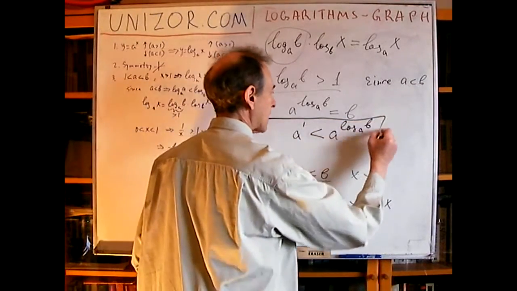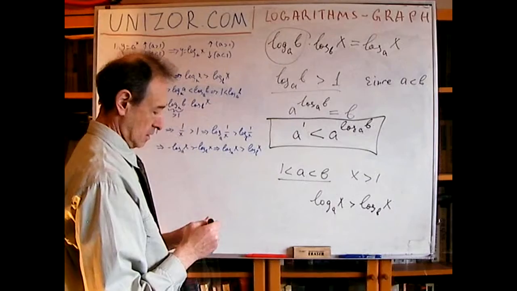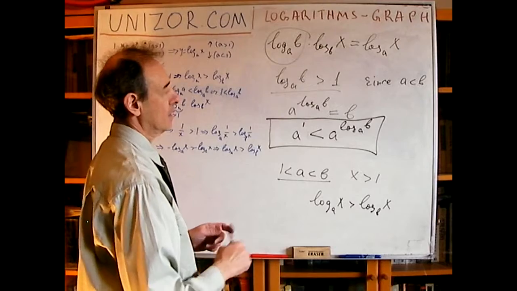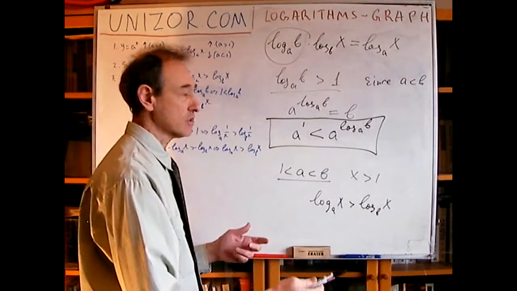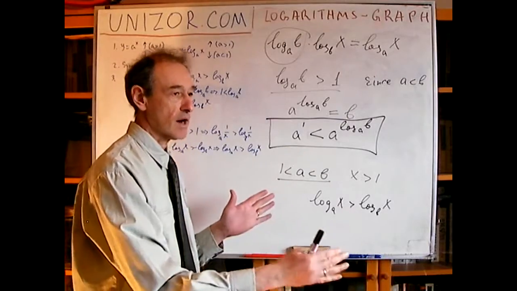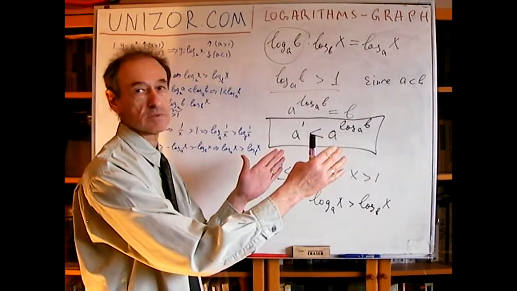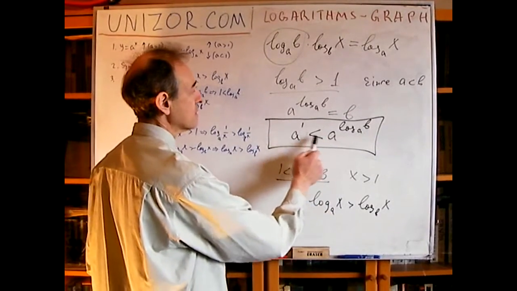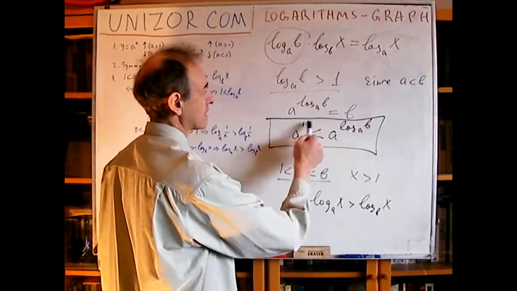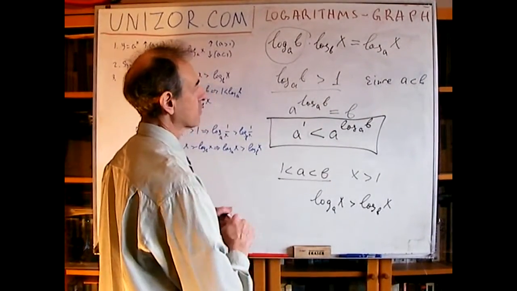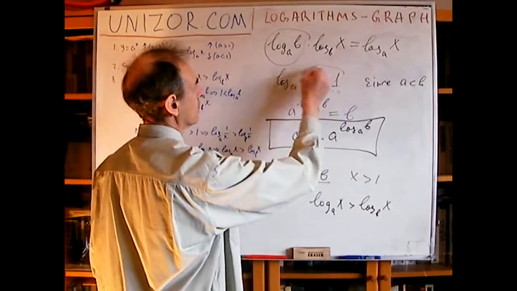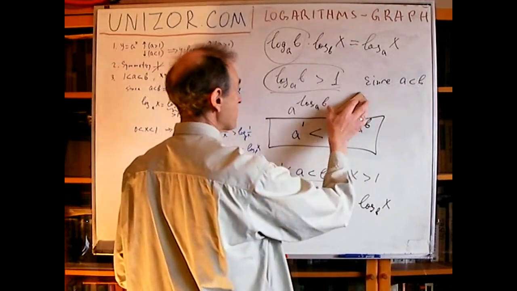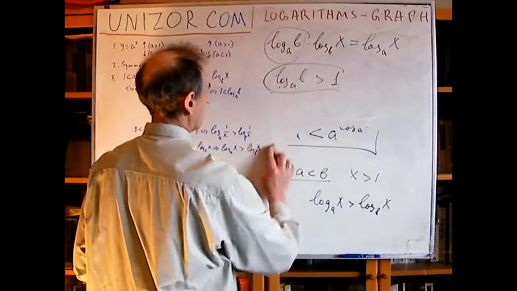Now we know that the exponential function is monotonically increasing for a greater than 1. Since it's a monotonically increasing function, we know that an increase of the argument always comes together with an increase of the function, and an increase of the function comes together with an increase of the argument. So if I know this, it means that my exponents are also in the same relationship. So 1 is less than the logarithm. The logarithm is greater than 1. So, proof that. What do we see now?